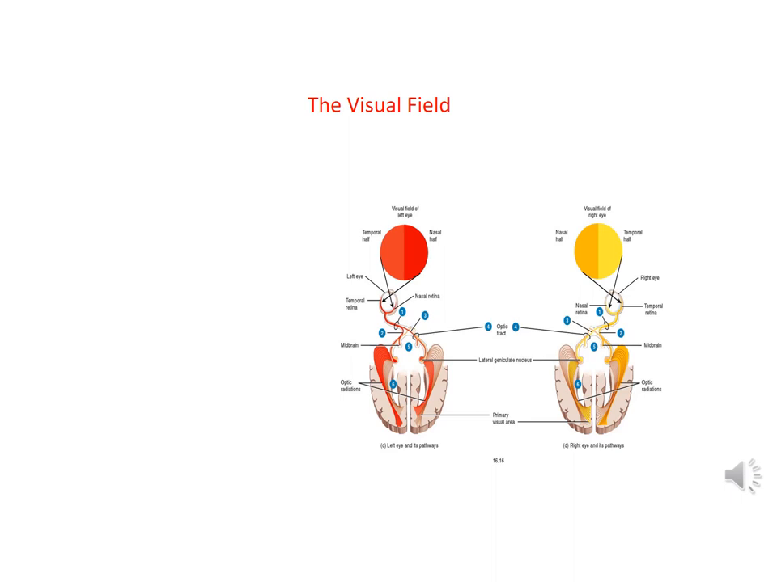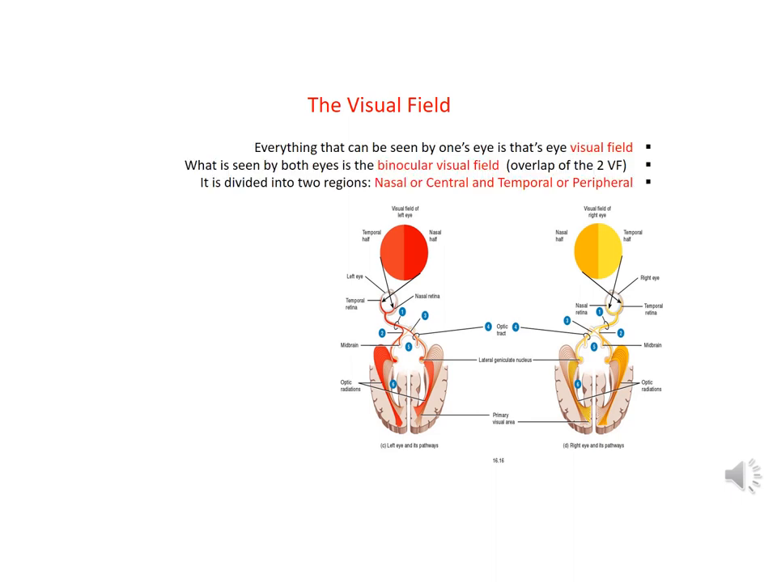The visual field is formed of a nasal half and a temporal half. The nasal half of the visual field is perceived by the temporal retina, and the temporal half of the visual field is perceived by the nasal retina. So the same is present in the right eye. The nasal half is perceived by the temporal retina, and the temporal half is perceived by the nasal retina.